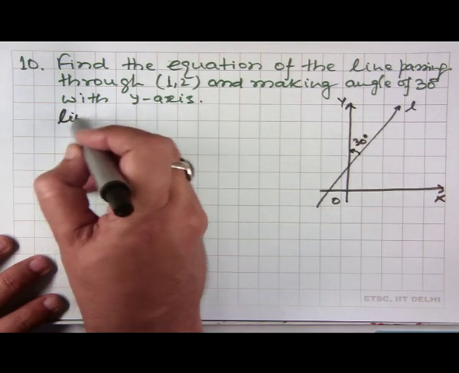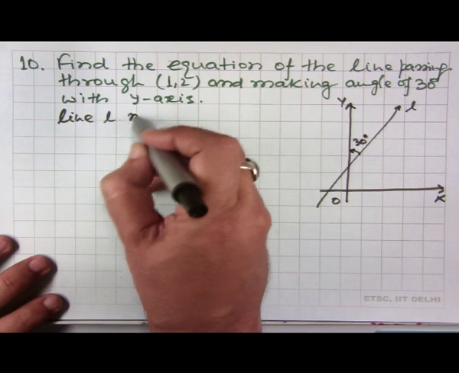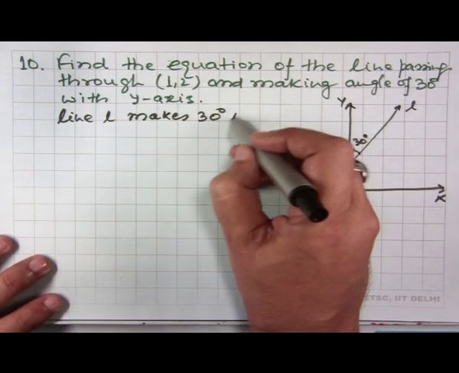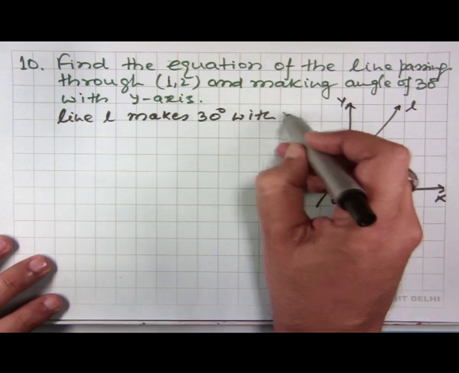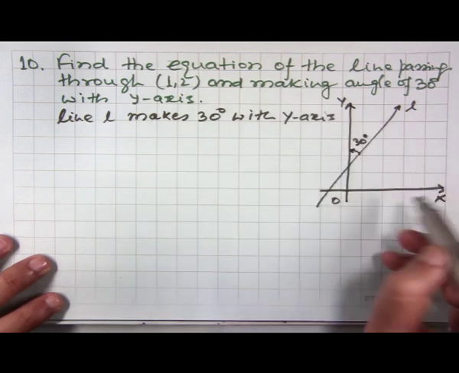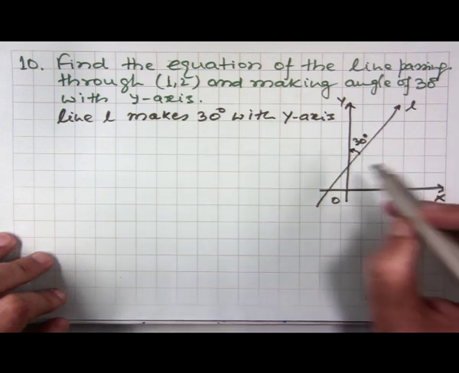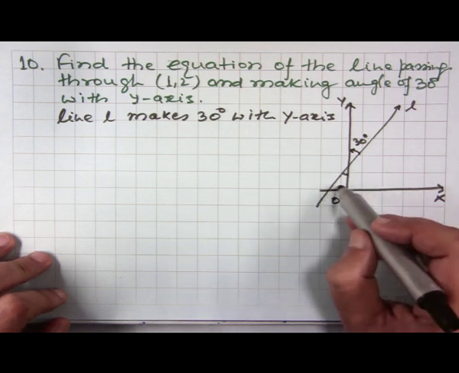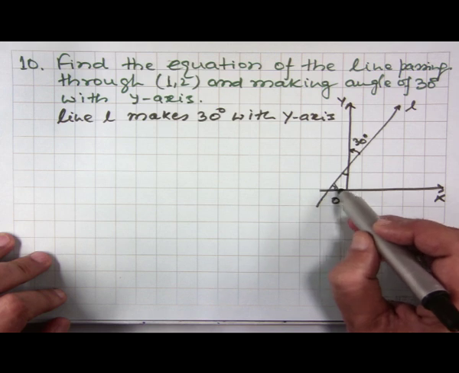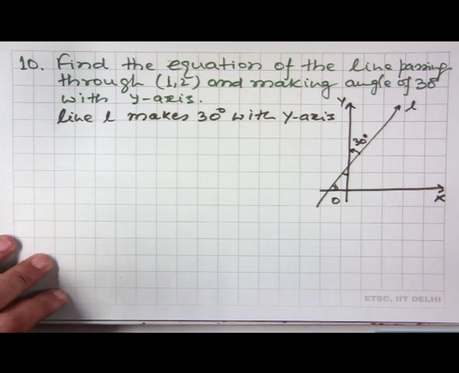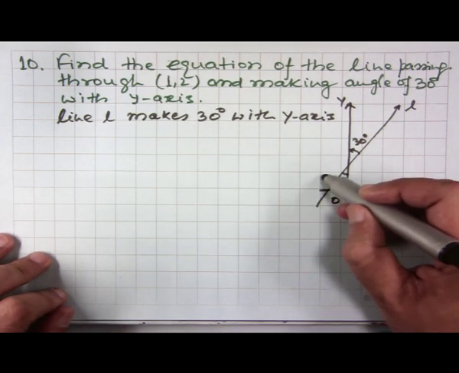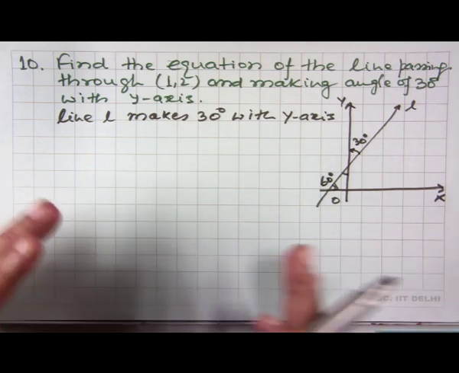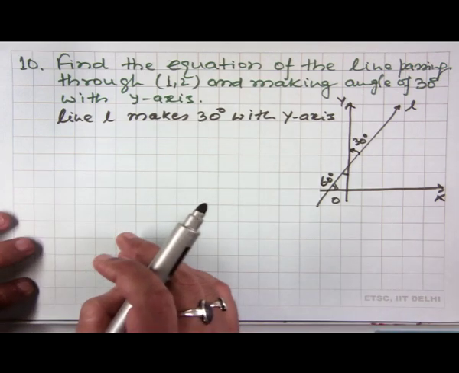Line L makes 30 degree with y-axis. So if this angle is 30 degree, it means this angle is also 30 degree. So this angle is what? This angle is 60 degree. So this line L makes 60 degree with the x-axis.